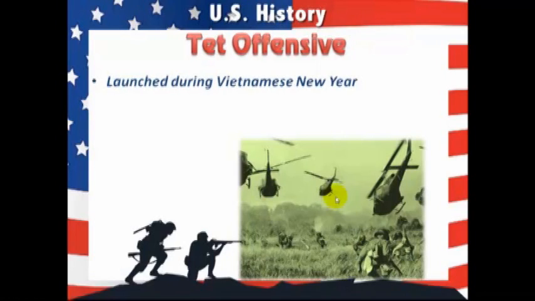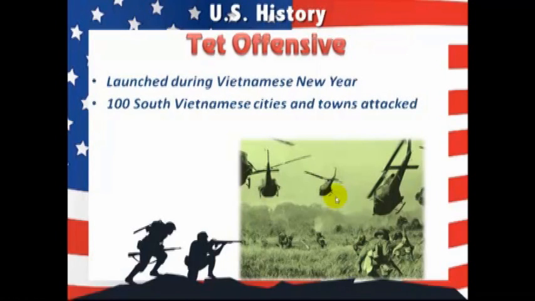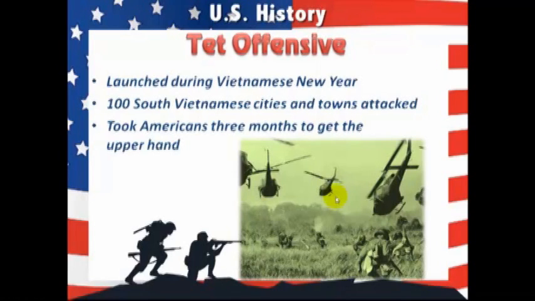Leading up to the Vietnamese New Year, it had been traditional to have a ceasefire, and we were quite used to seeing large numbers come into the major cities of South Vietnam to celebrate the New Year. So when the VC started coming in, they didn't attract a lot of attention, because we knew they blended in with the local population, and it was not unusual to have large numbers come to the cities anyway. All in all, 100 South Vietnamese cities and towns were attacked during the Tet Offensive, and it took the Americans 3 months to get the upper hand.